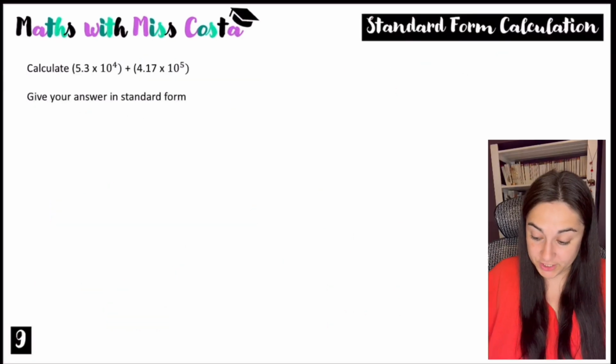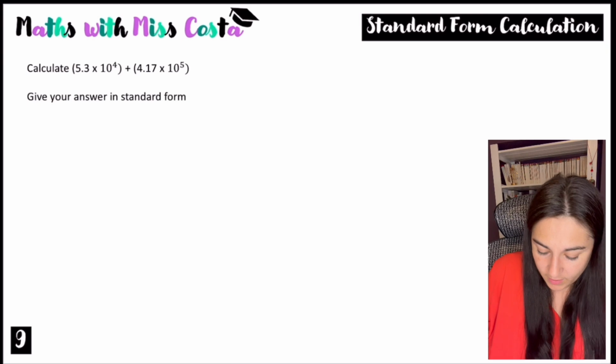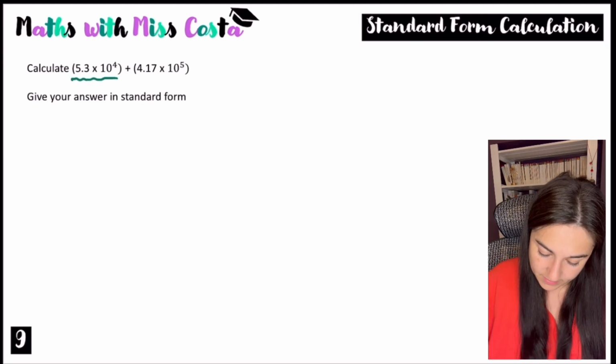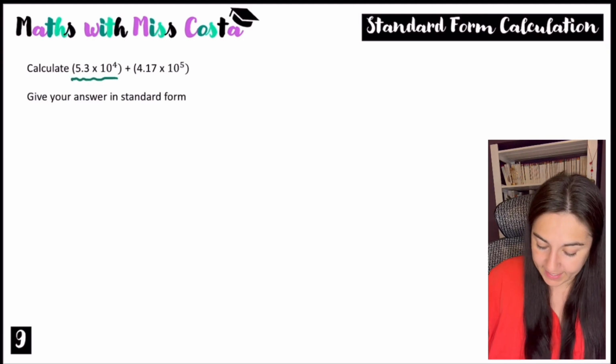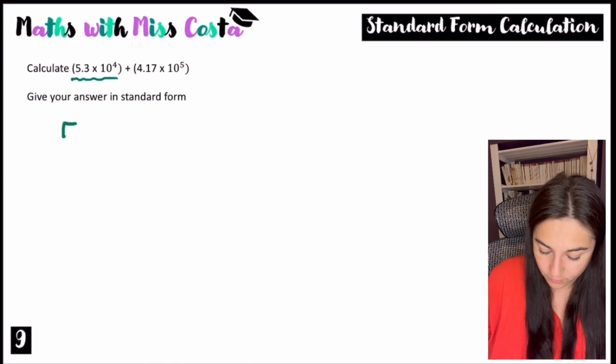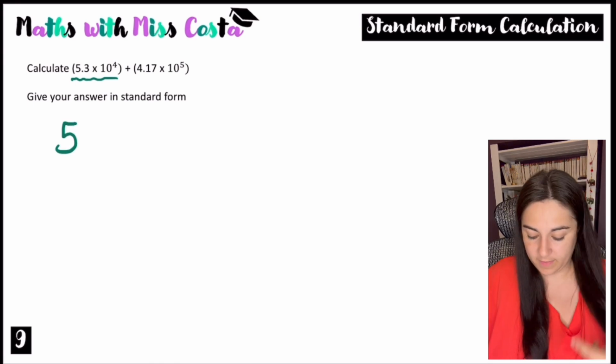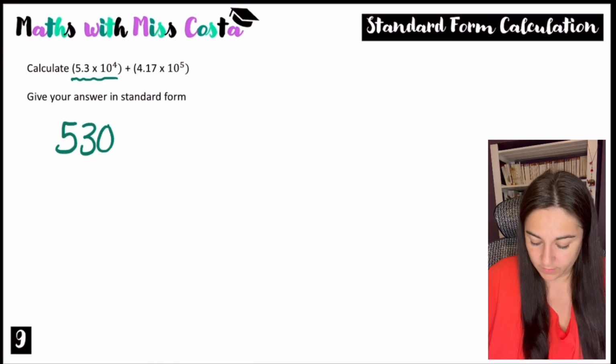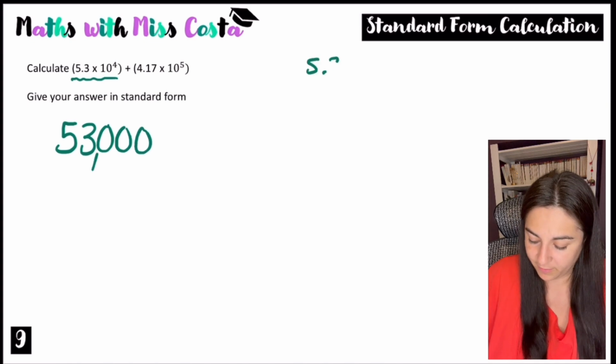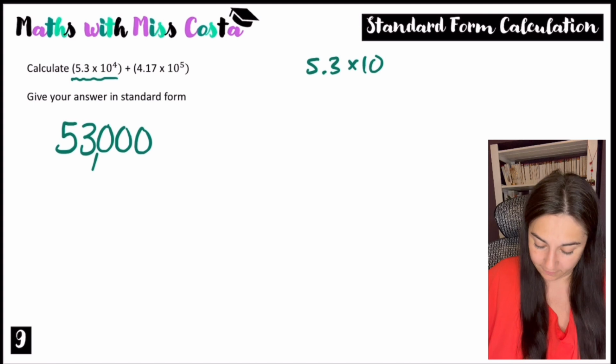So conversion and calculation with standard form. Over here, all I need to do is actually physically work it out. So 5.3 times 10 to the power 4, I've got 5. And then I count my numbers, 1, 2, 3, 4. Okay, if you wanted to do it the long way, then obviously just do 5.3 times 10, 10 squared, and so forth and so forth.